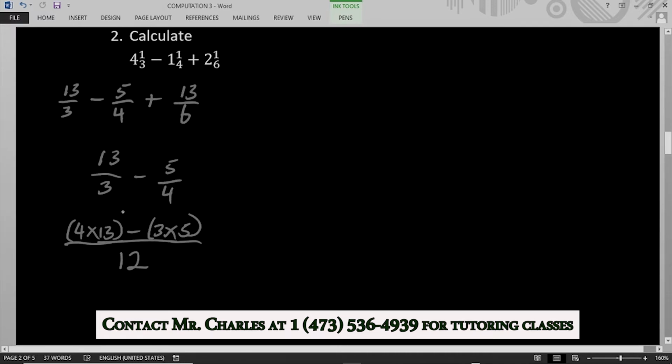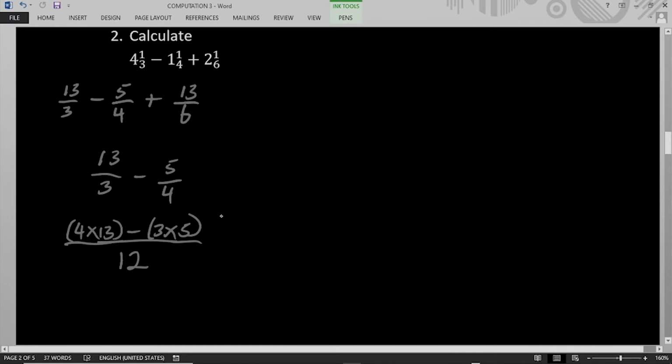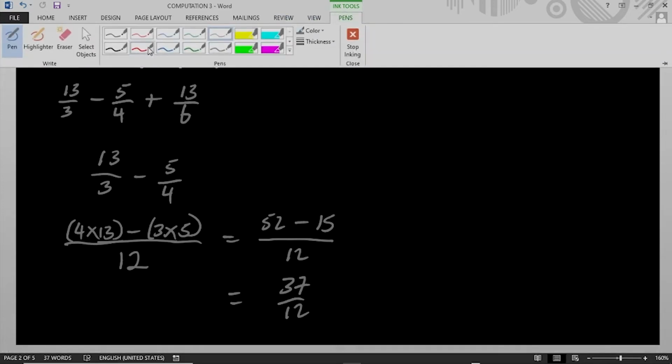Okay, so we have 4 times 13 minus 3 times 5. 4 times 13 gives us 52. So we get 52 minus 3 5s, which is 15, so 52 minus 15 over 12. And 52 minus 15 gives us 37 over 12. We cannot simplify that.